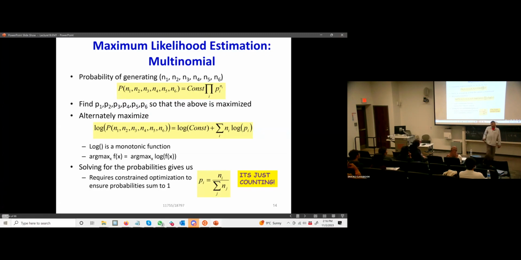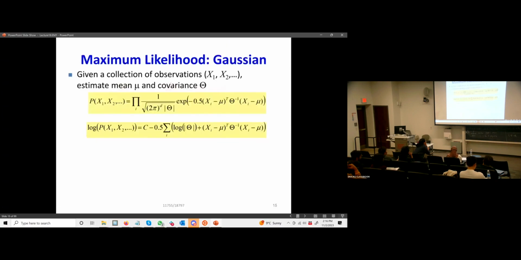And if I take the logarithm of it, why do I take the logarithm? Because I don't like this term. It's got a lot of multiplications. I prefer additions in real life because they are easier to deal with when I'm performing any kind of calculus. So that simply becomes the log of the constant plus the sum over all possible outcomes of ni times log of pi. ni is the number of times that outcome happened, and pi is the probability of the outcome, right?